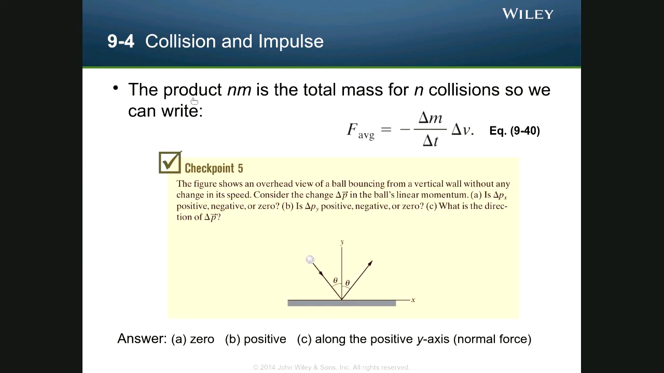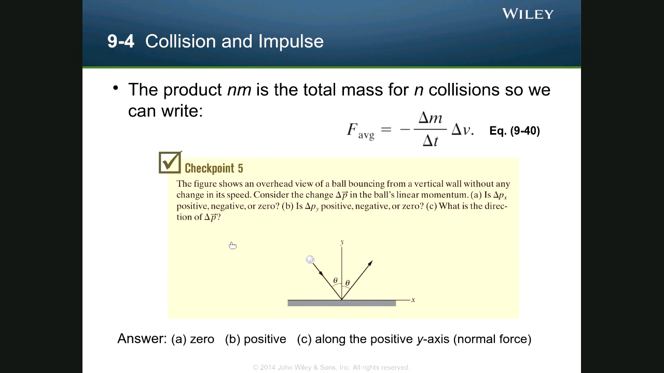The product of the number of particles times the mass of each particle will give you the total mass for n collisions, so we can actually write it like this. Let's go back and explore without worrying about n collisions. Let's just worry about a single collision again, because that's a little easier.